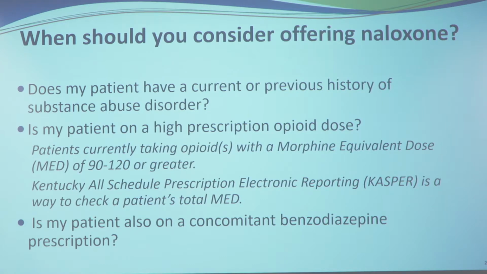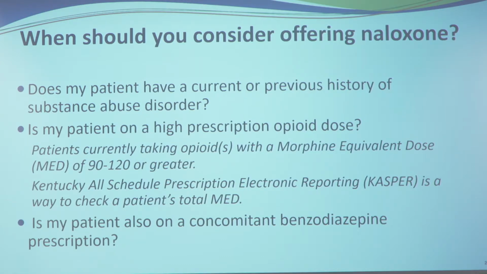CASPER is a great resource for you as you get out into practice. They've changed CASPER now, so you can get a whole other presentation on how to read, interpret and use CASPER in your practice. But the CASPER reports, which is Kentucky's All-Schedule Prescription Electronic Reporting system, give you a resource that shows what their morphine equivalent dose is. It's a number that's on every CASPER report now, so it makes it real easy.